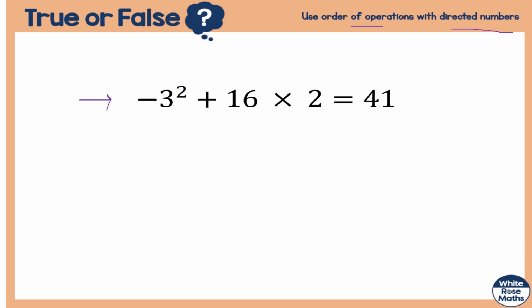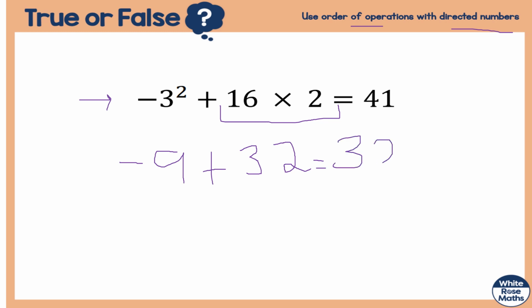Using BIDMAS, minus 3 squared goes to minus 9. Plus, I do 16 times 2, which is going to be 32. So negative 9 plus 32 is the same as saying 32 take away 9, which is going to equal 23, which means that the claim is false.